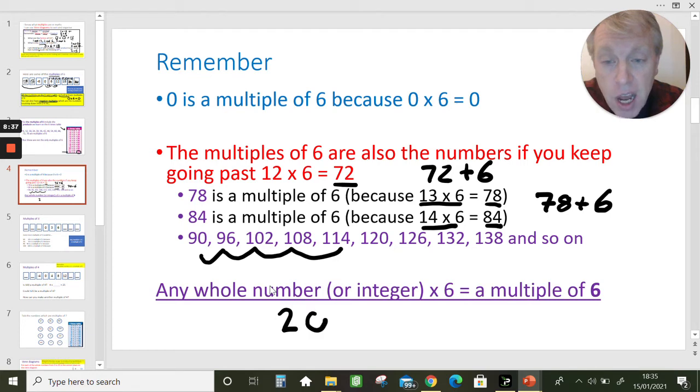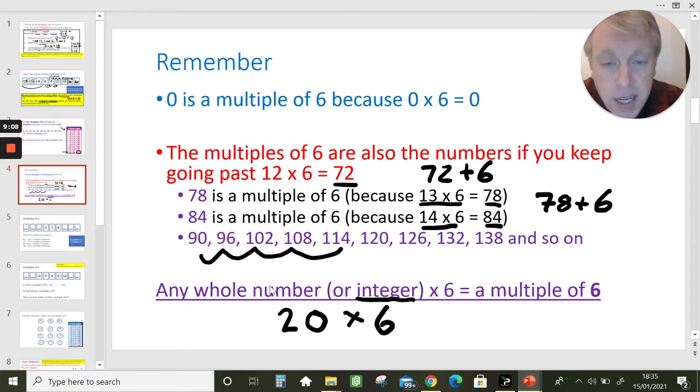I'll choose any whole number, any integer. Integer means a whole number. 1 or minus 1. 2 or minus 2. But not 1.5, because that's not a whole number, and not 1.1, because that's a decimal number. That's not exactly a whole number. So I'll take a whole number, an integer, like 20.